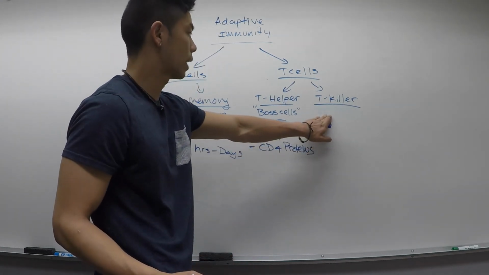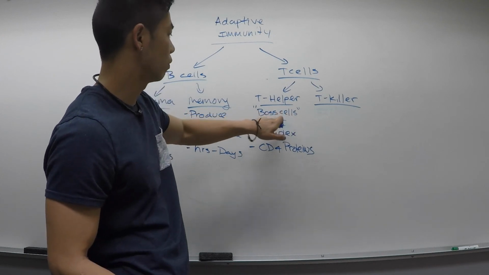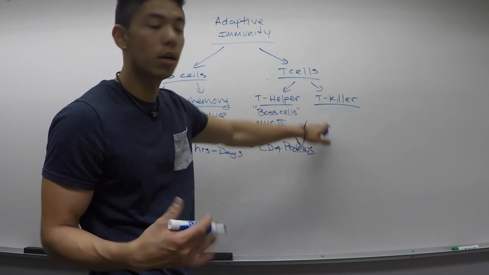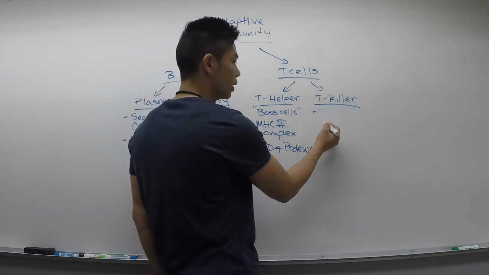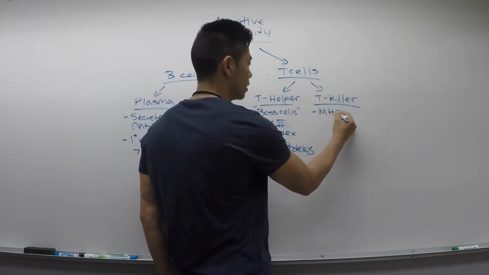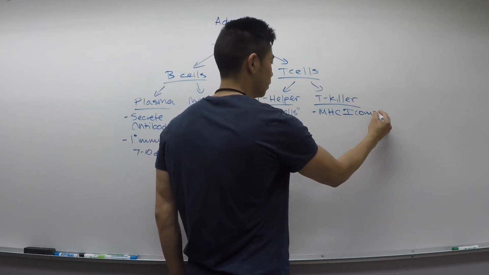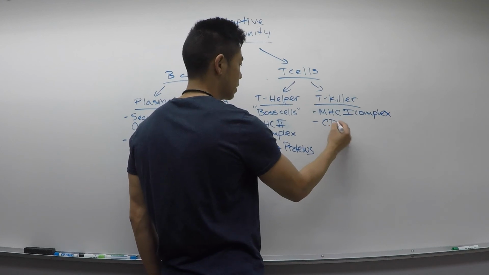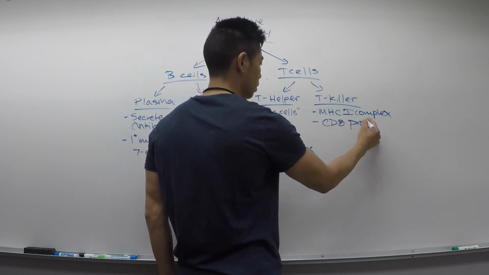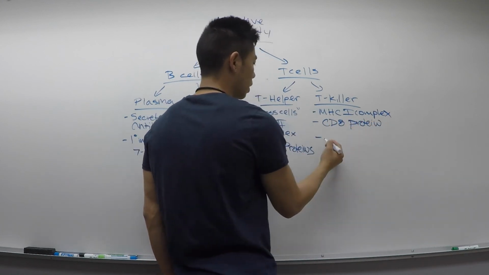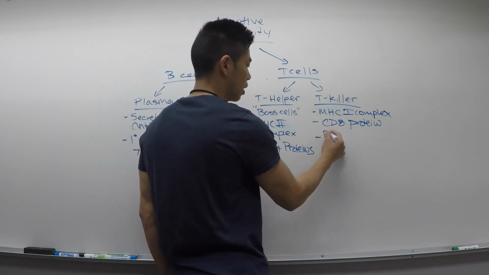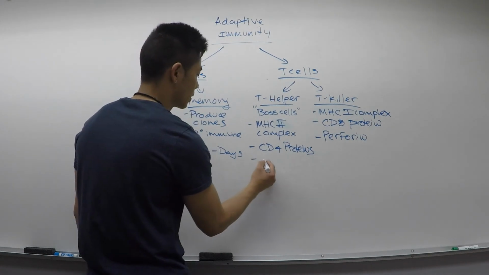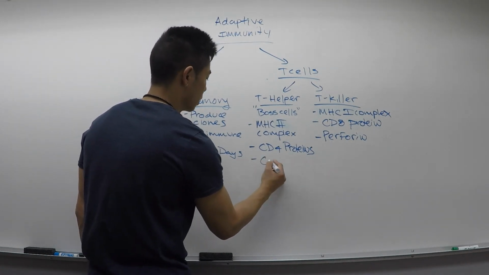Now our T killer cells, they're going to receive the signal from our T helper, but they also have to recognize that epitope on our infected cell. So it's only going to recognize cells that have the MHC1 complex. And so the T killer cell is going to have a CD8 protein. The T killer cell is also going to release perforin, whereas our T helper cell is going to release cytokines.